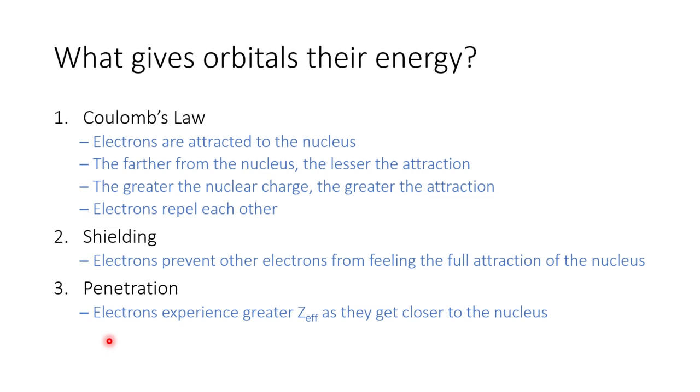Okay, so to sum up, what gives orbitals their energy? Coulomb's law, which describes the attractions between charges: opposite charges are attracted to each other, same charges repel, and the farther away you get, the less the attraction. Shielding is when an inner orbital prevents electrons from an outer orbital from feeling the full attraction of the nucleus. And then penetration happens as electrons experience a greater effective charge as they get closer to the nucleus.